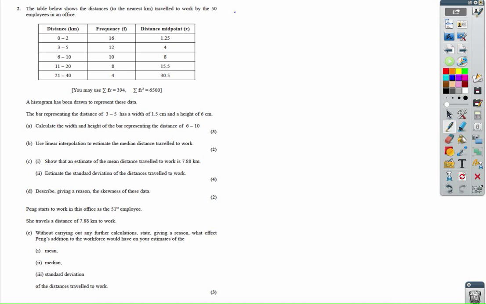Some vectors, some histogram joy. So the first one is just a little bit of problem solving, not too technical. You've got to use all this information here that you're given.